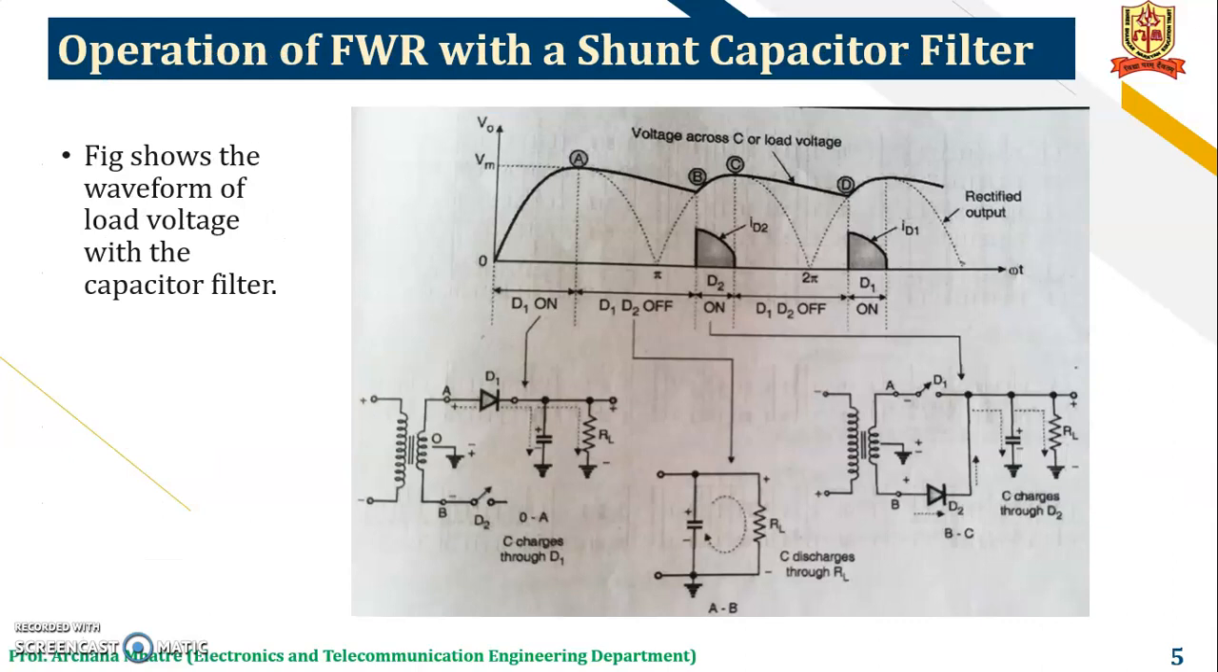Operation of full wave rectifier with shunt capacitor filter. So here this is the graph which shows the shunt capacitor filter output. Here diode D1 is conducting. In this portion diode D1, D2 will be non-conducting. In this portion again diode D2 is conducting, and in this portion both the diodes are off condition, and here again diode D1 is conducting.